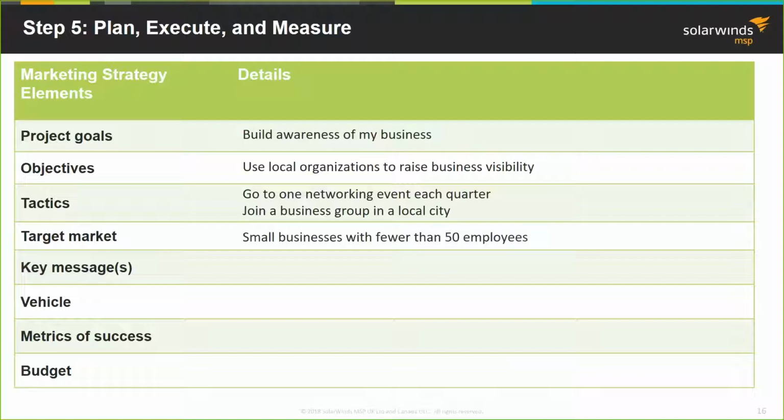Now, what's my target market? So how do I find the right networking events? Well, we talked about this earlier. I've identified my audience as small businesses with fewer than 50 employees because I know this is my sweet spot. What are my key messages?